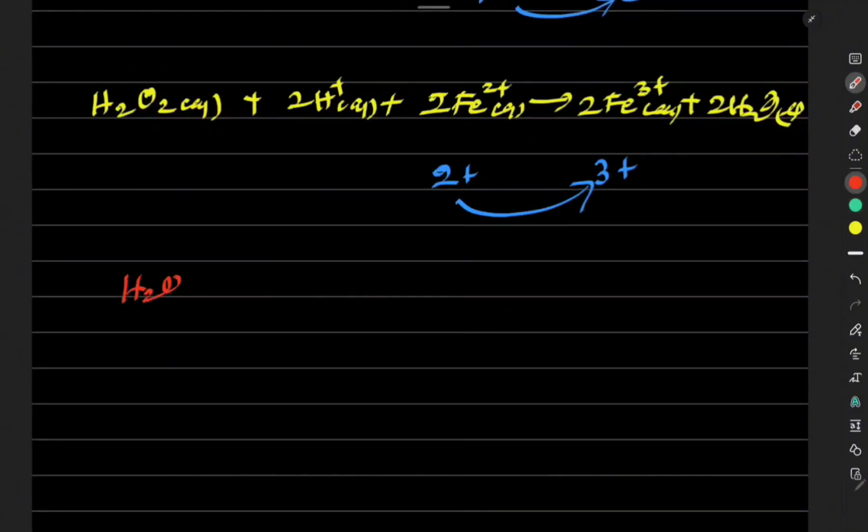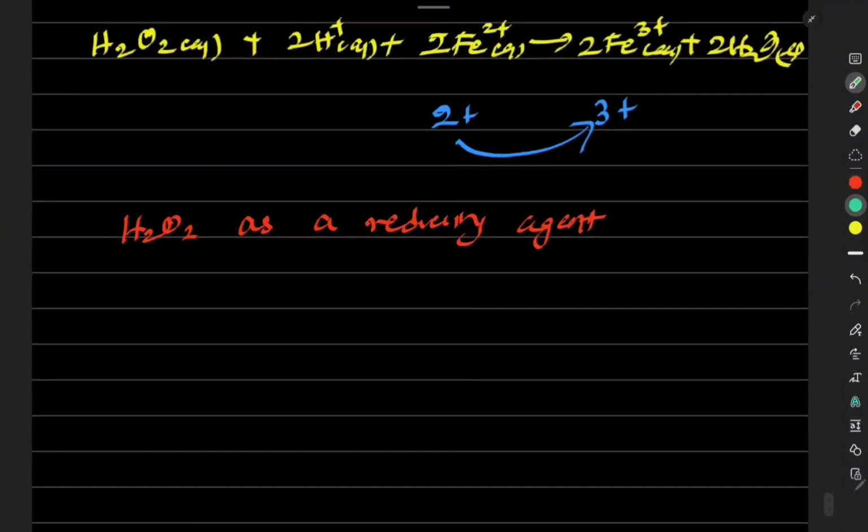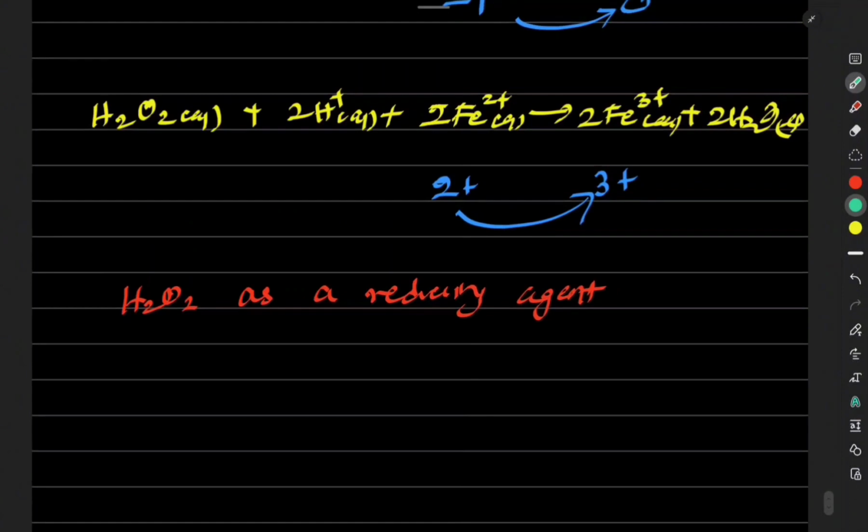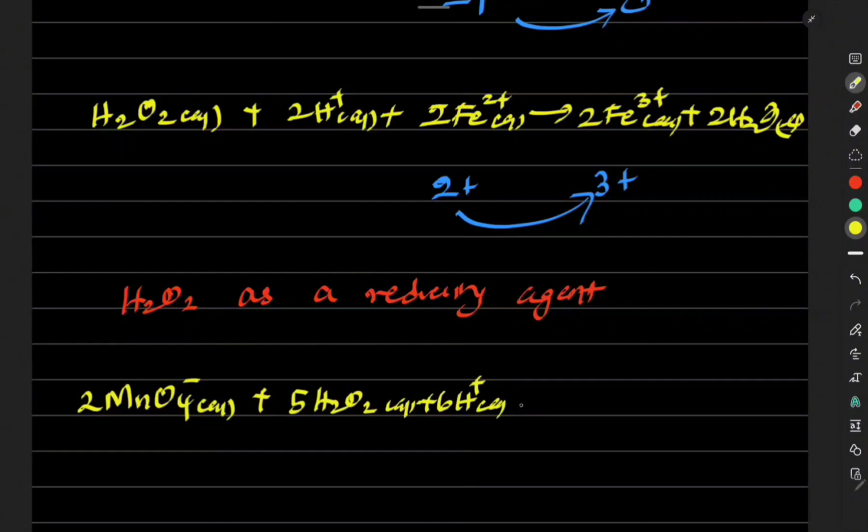Now let's look at hydrogen peroxide as a reducing agent. To show that hydrogen peroxide acts as a reducing agent, we are using MnO4- and Cr2O7 2-. Let's write down the reaction. 2 MnO4- aqueous plus 5H2O2 aqueous plus 6H+ aqueous forms 2Mn2+ aqueous plus 5O2 gas plus 8H2O liquid.